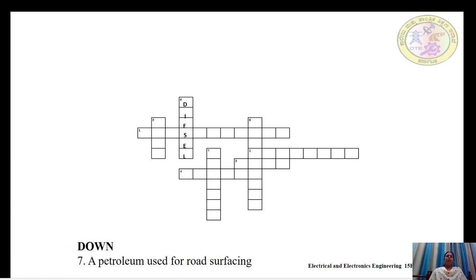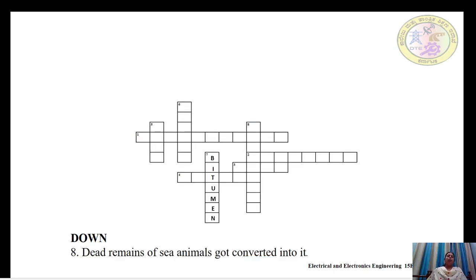Another word, the seventh down word: a petroleum product used for road surfacing. The product of the petroleum which is used for road surfacing. What is this word? Guess. I'll give some more time. It is the word which will be used frequently while explaining the petroleum products. It is nothing but bitumen.